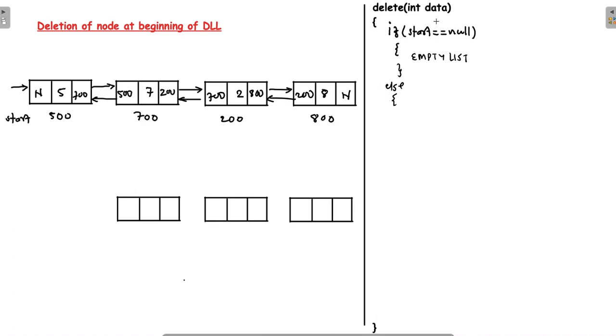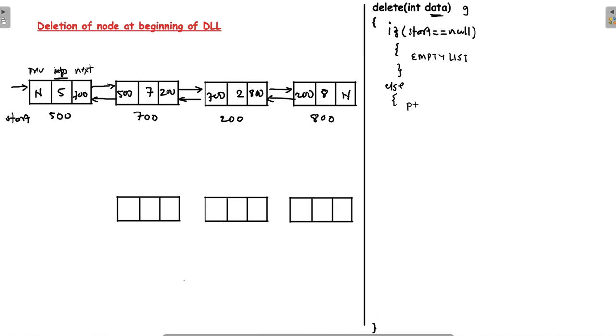Now suppose the user has sent one data, which we'll consider to be 9. The user wants to search for that data 9, so we have to search whether that 9 is present or not. This is our previous field of every node, this is our information field, and this is our next field. So we will check that data by comparing it with the information field of each node. We have to visit each and every node and compare.